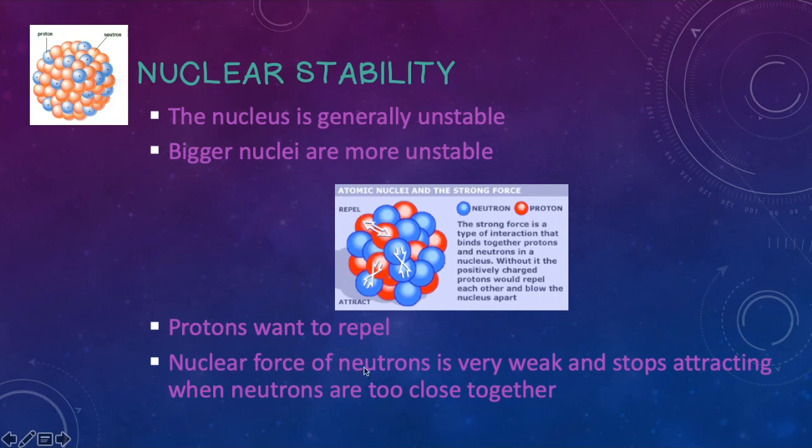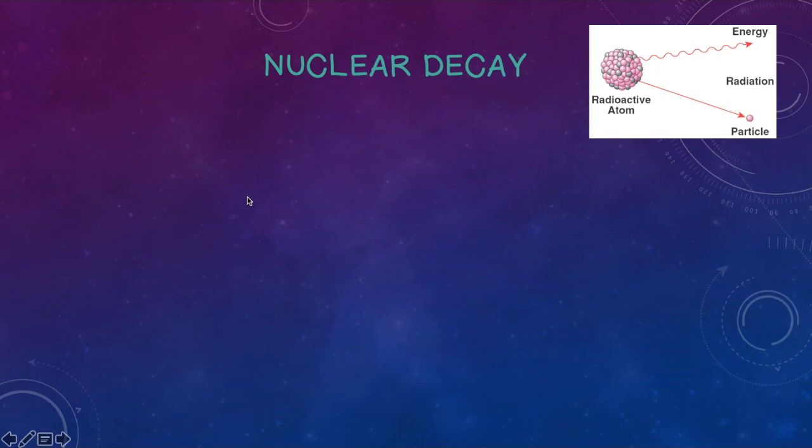And the nuclear force of the neutrons is very weak, and it actually stops when the neutrons are too close together. It's like they just can't attract very much anymore. And since the nucleus is so dense, those particles just don't want to stay near each other. So that makes the nucleus pretty unstable. And then the bigger elements are even more and more unstable. So then what can happen is that nucleus can start to split apart: nuclear decay.